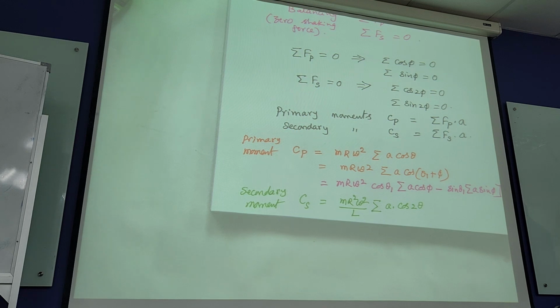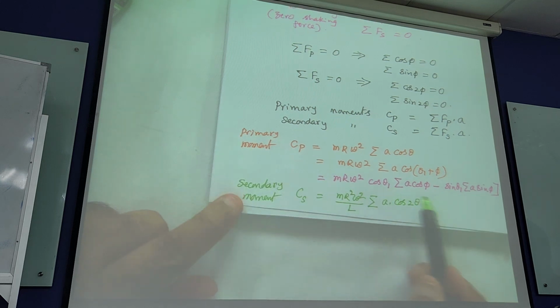Sorry, for Cp, the last one should be m r omega square A cosine, right? And there should be an A in front, because it's all multiplication. Multiplication, yeah, you're multiplying with A. Okay, yeah.